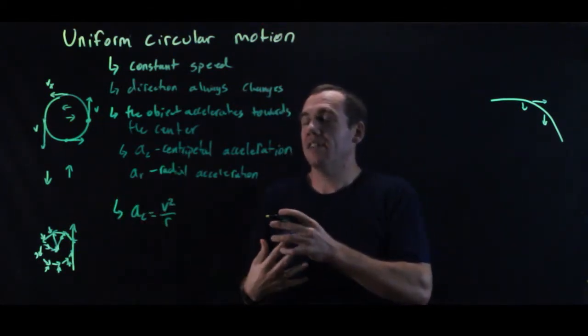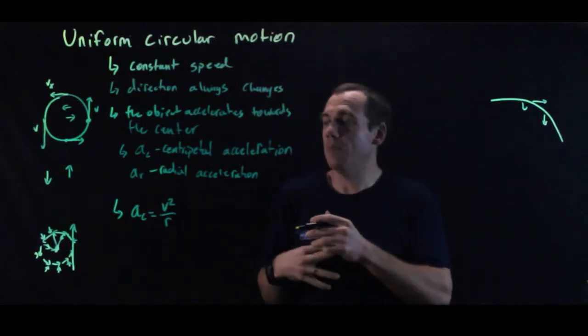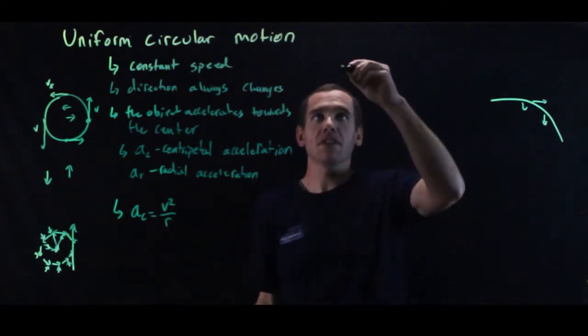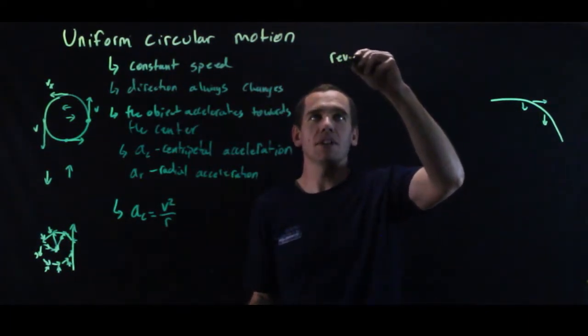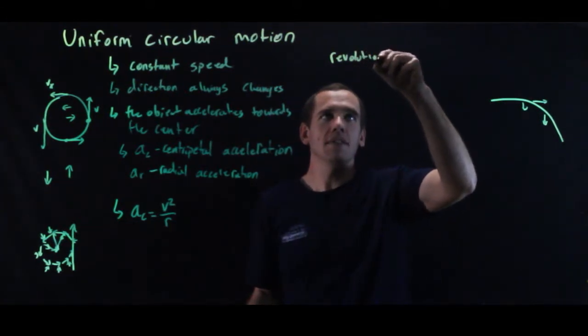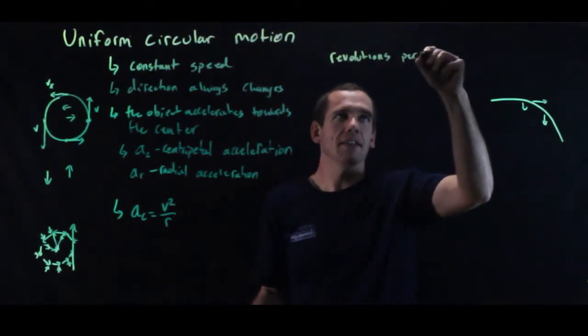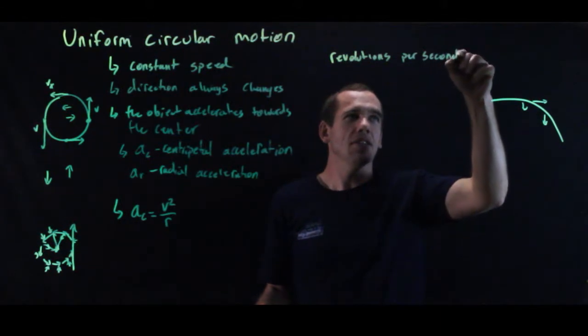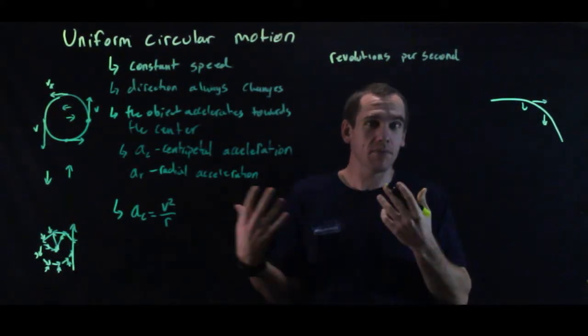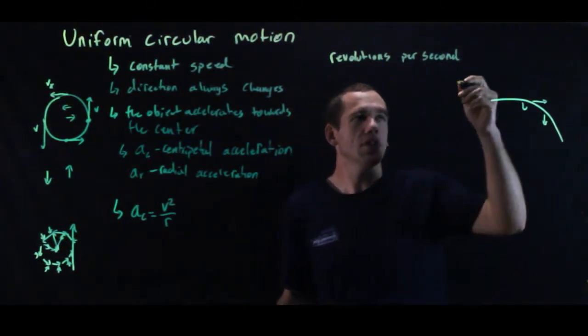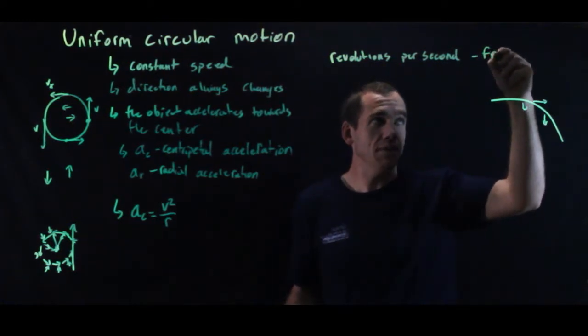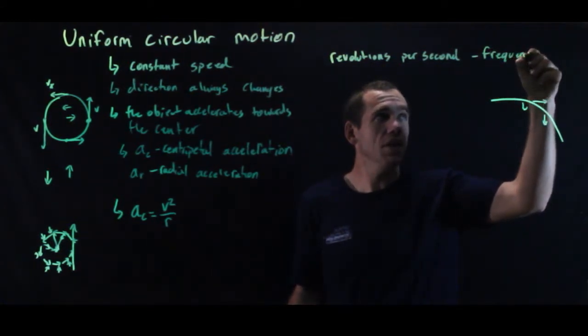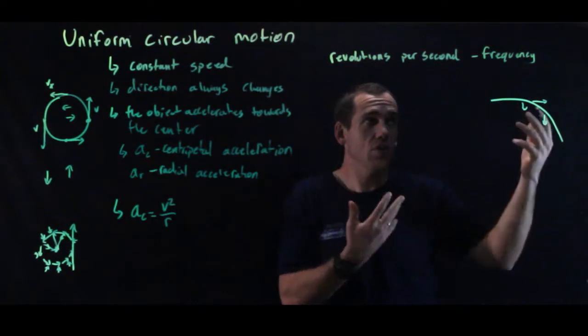But we like to describe uniform circular motion in more than one way. We often describe things in how many revolutions they make. Revolutions per second. Okay? And so you might have heard of RPMs, that's revolutions per minute. Revolutions per second is what we call frequency. Frequency describes how often something occurs, and it's revolutions per second.